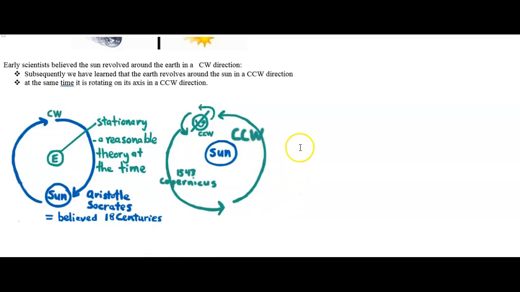But instead, this is what happens. There's the sun. We are going around the sun counterclockwise. You never heard of Copernicus? He's the one who, through mathematical equations, came up with this. He may not have been the first, but he's the most famous.